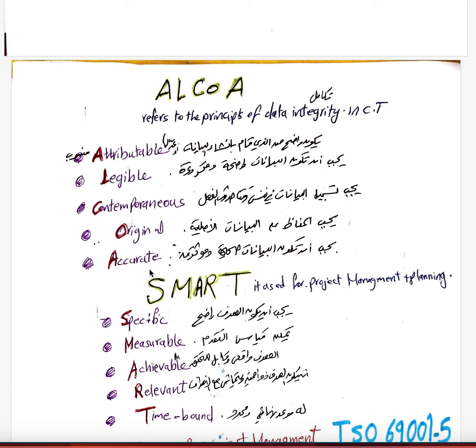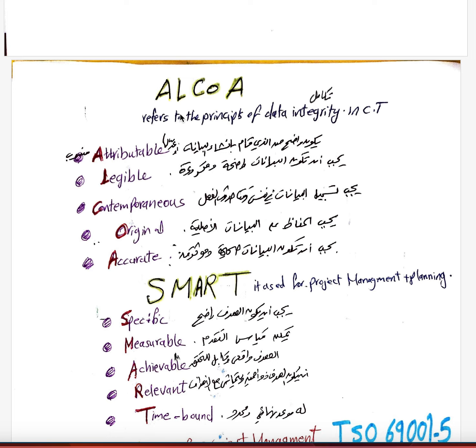We can add it to it. And the changes should be justified, documented, and traceable. These are so important, just memorize these things. These are the principles that the investigator sometimes uses to ensure data integrity.